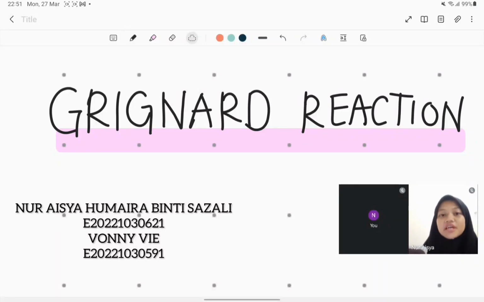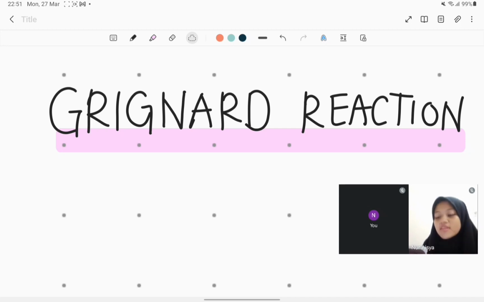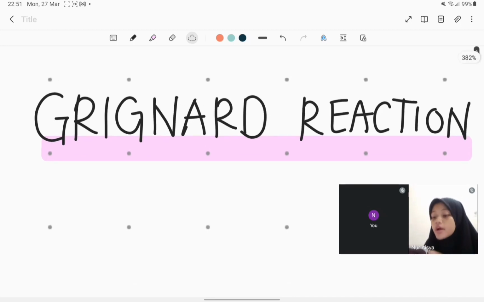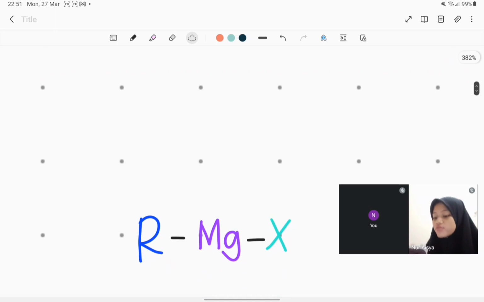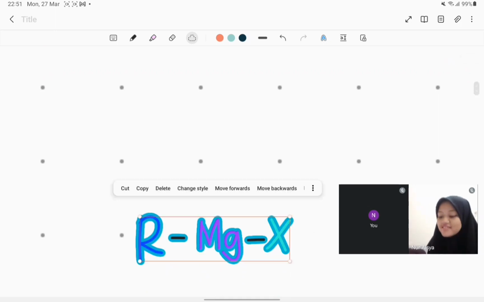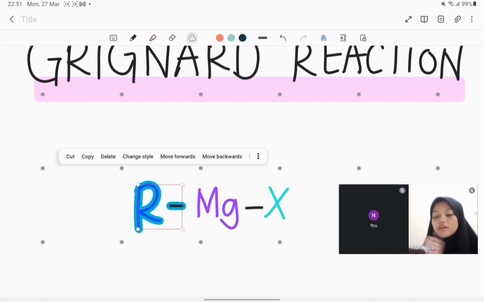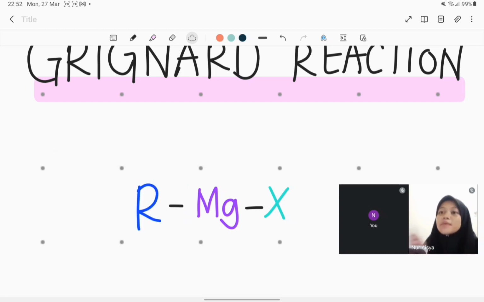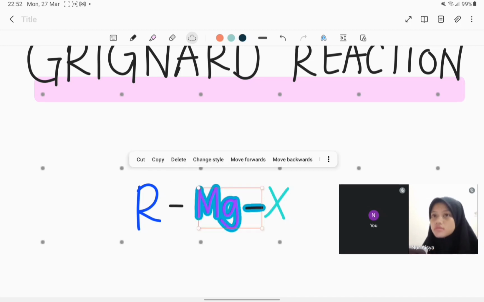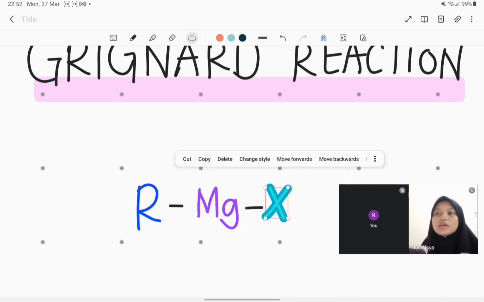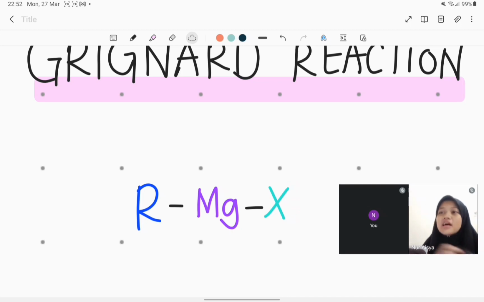Me and VONNY are going to present about Grignard reaction. So as you can see from the screen, Grignard reaction. What is Grignard reaction? It is a reagent that has an R group, meaning some carbon chain bound to a magnesium metal and bound to a halogen, typically chlorine, bromine, or iodine.